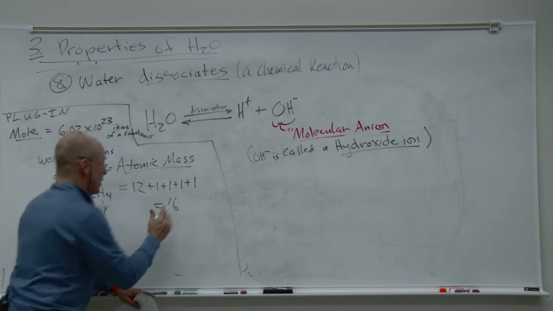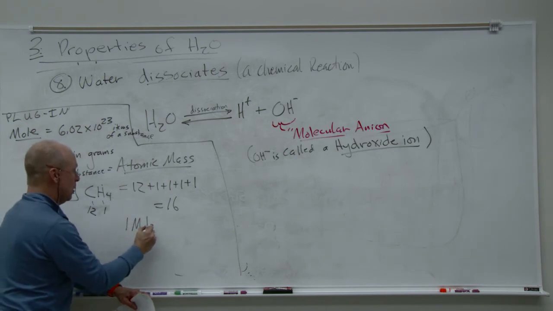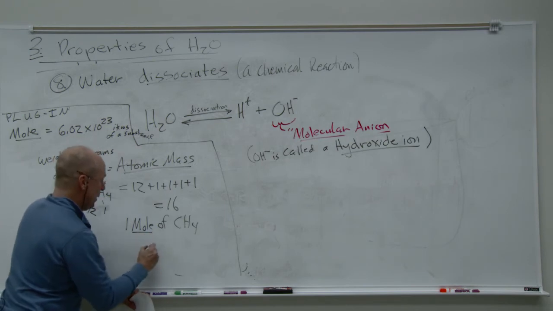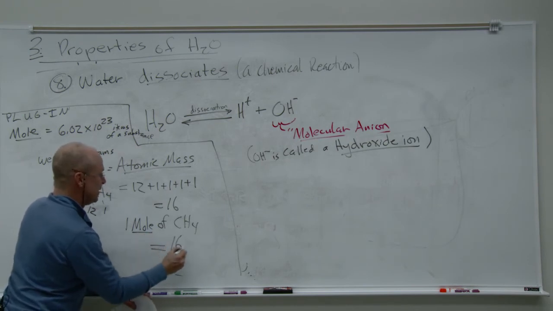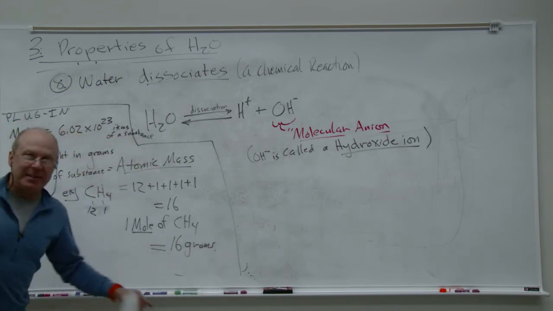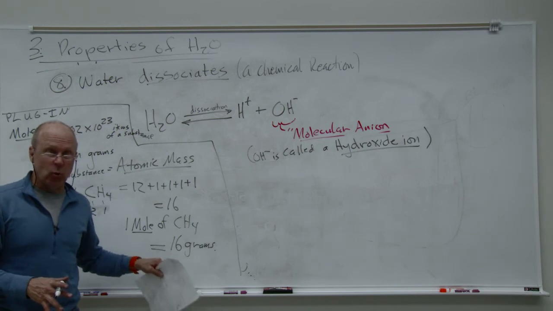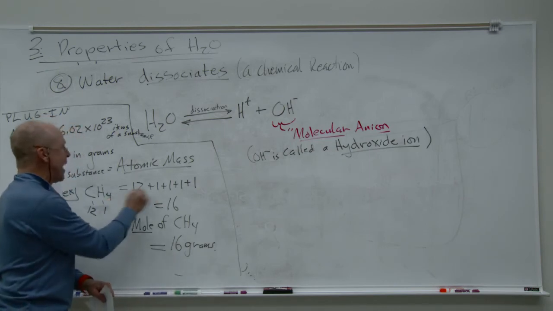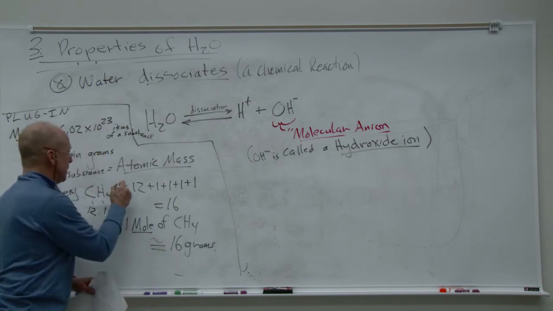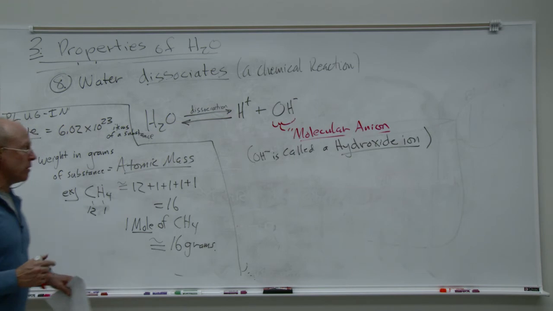And what I want to say to tie all this together is that 1 mole of CH4 would be equal to 16 grams. So that's what we're talking about when we get into that concept of molecular weight. We had atomic weights, which is what we've added up here approximately. So we'll make this about 16 grams. That's how this whole concept works.